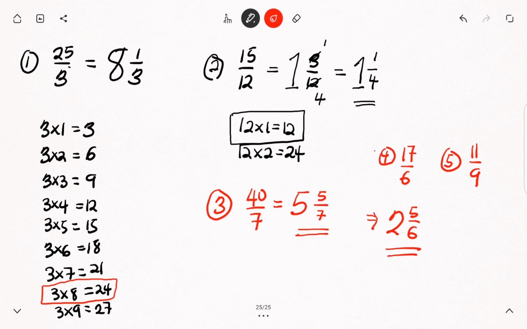So for 11 over 9, 9 can only go into 11 once. So I write down 1. And then 9 multiplied by 1 is 9. So it means 10, 11. I'm left with 2. Remember 2. So I write that 2 over 9. So this becomes my answer.